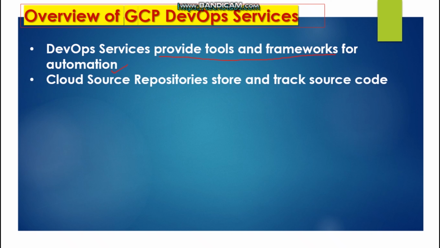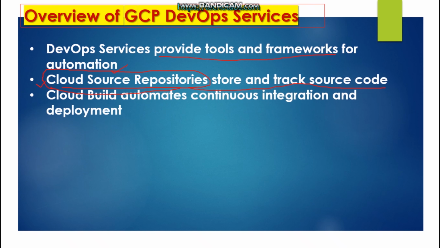So the Cloud Source Repository stores and tracks source code. Basically it's like GitHub or GitLab. This is the one that Google provides for storing your source code and tracking it. If you already know GitHub and GitLab, you will be able to understand these Cloud Source Repositories.